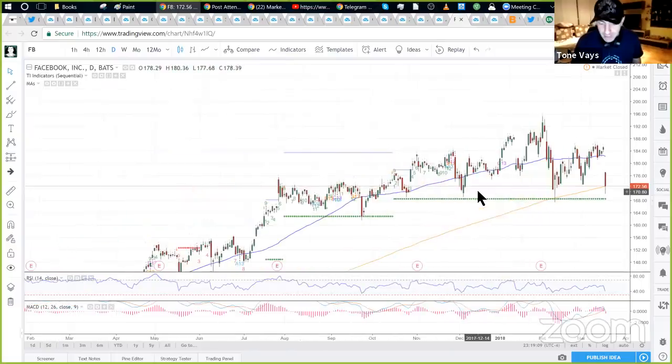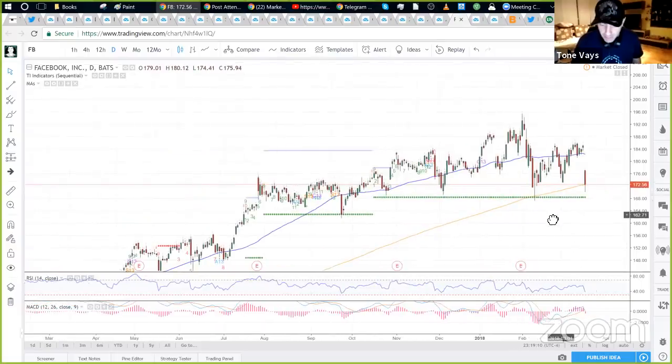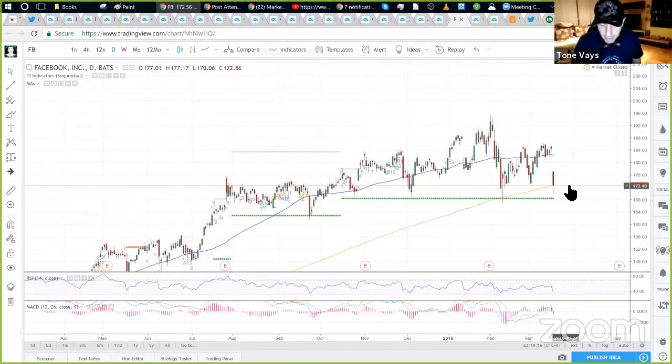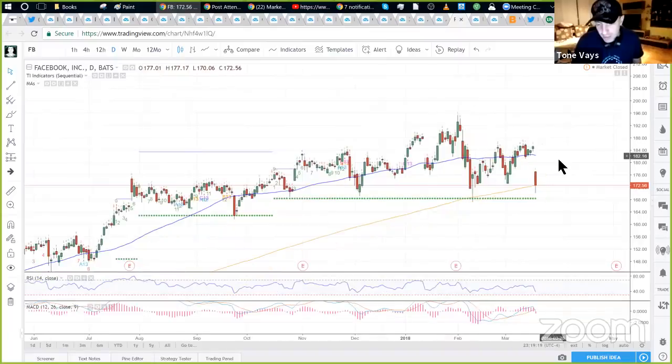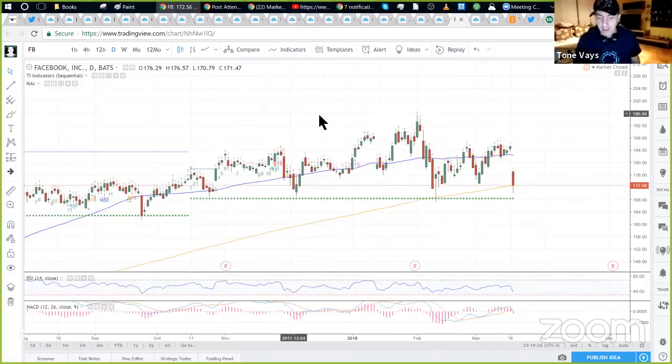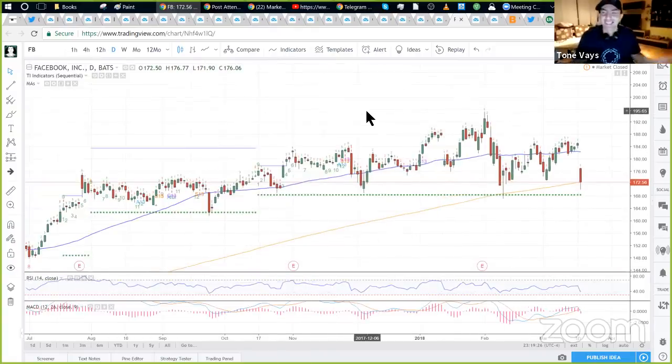Facebook has not done much in the last year. Yeah, it's pretty flat for a year, and it is below the 50-day moving average. So Facebook is having some issues. I don't know. Maybe they should bring scam ads back with ICOs. I mean, they're going to have to, right?